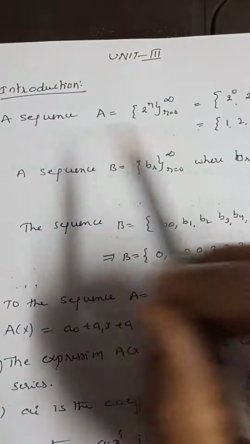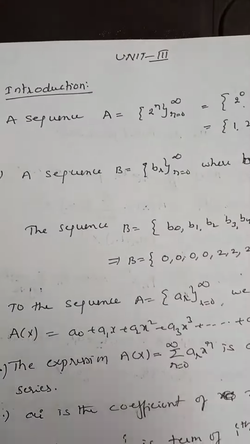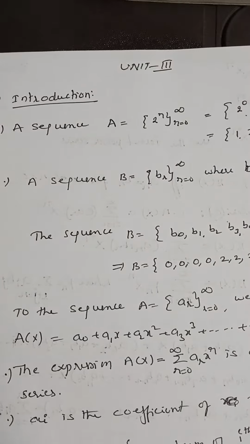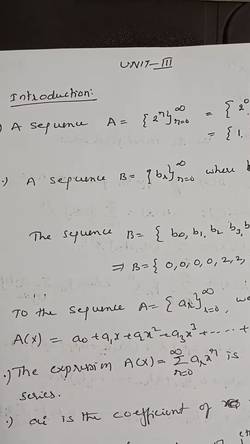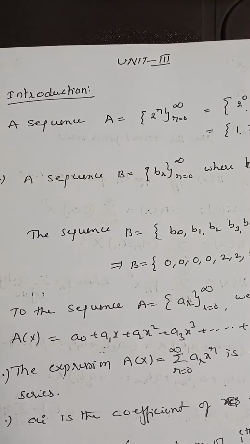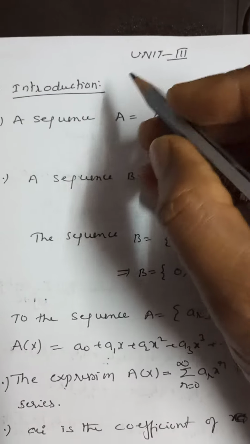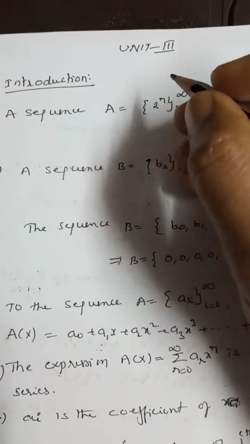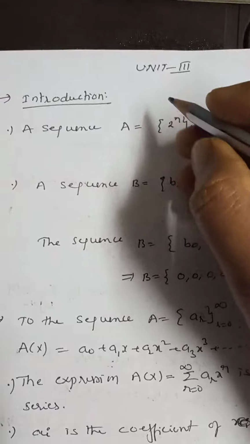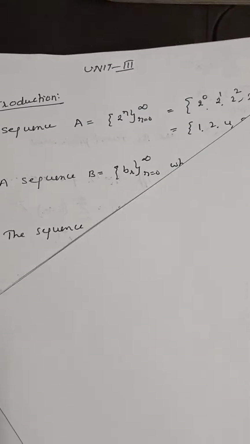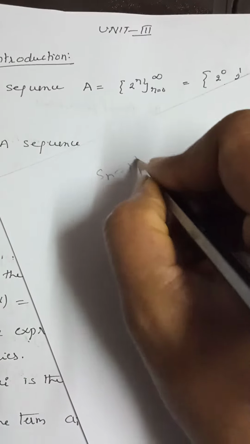Now introduction. A sequence is nothing but what? A sequence is a function from set of natural numbers to real numbers, right? Now say example, suppose one sequence is given to you, Sn is equal to n square, right? Sn is equal to n square.